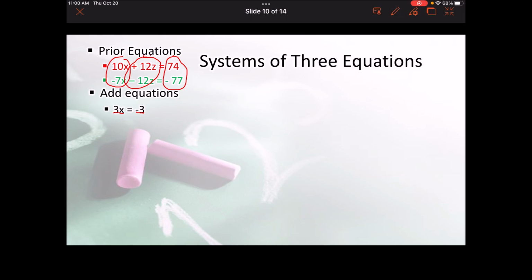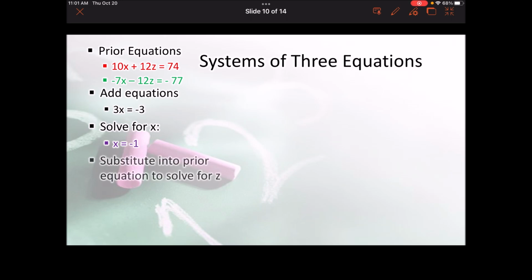Then I need to solve for x by dividing both sides by 3, which gives me x equal to negative 1. Now that I know that x is equal to negative 1, I can substitute that into one of my equations. Now, of the top two equations, which equation would be easiest to use? I think the red equation would be easiest to use because they're all positive values. I don't have to worry about the negative signs. So I'm going to substitute in for my x value in that top equation.